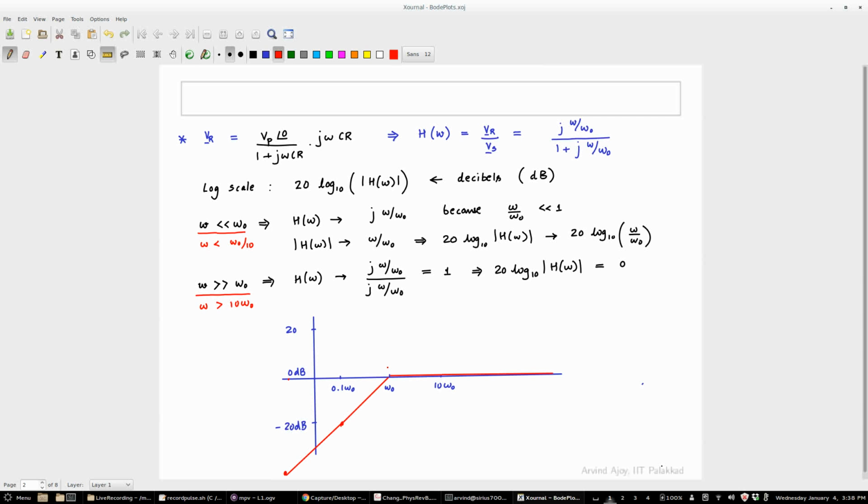And so we can again go ahead and draw a line connecting these two, and following the idea that we used for the greater than omega 0 case, extend this all the way onto the corner frequency. Correct? So this then is a part of 20 log base 10 modulus of H.